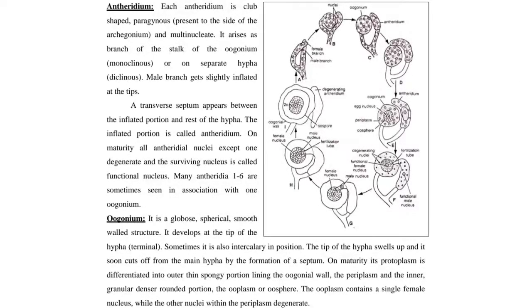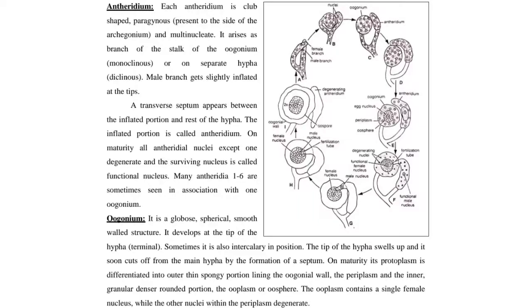Antheridium. Each antheridium is club-shaped, paragynous, present to the side of the oogonium, and multinucleate. It arises as a branch of the stalk of the oogonium, monoclinous, or on a separate hypha, diclinous. The male branch gets slightly inflated at the tip. A transverse septum appears between the inflated portion and the rest of the hypha. The inflated portion is called the antheridium. On maturity all antheridial nuclei except one degenerate, and the surviving nucleus is called the functional nucleus. Many antheridia, 1 to 6, are sometimes seen in association with one oogonium.